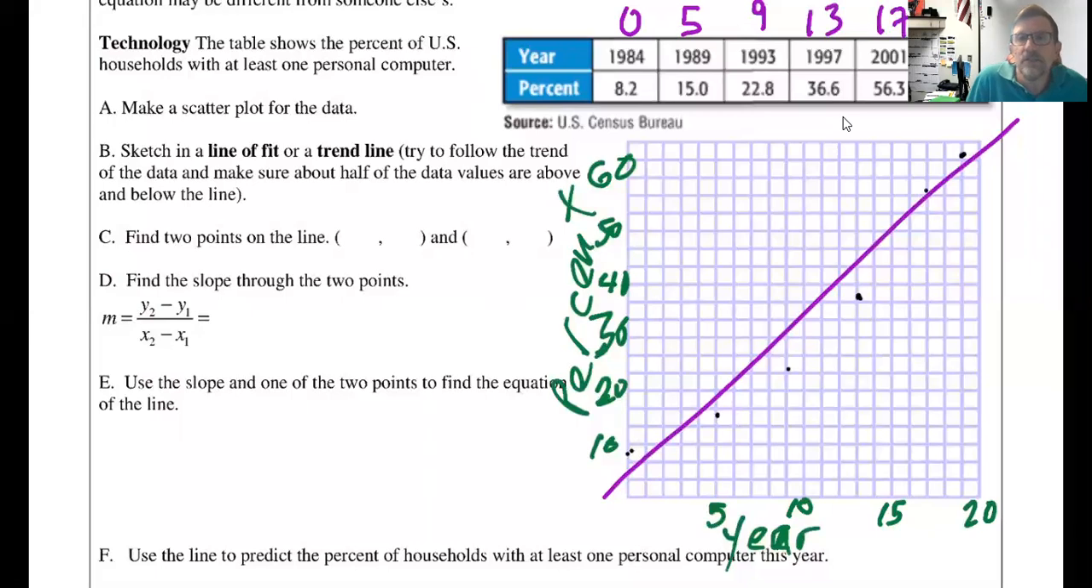I took the liberty to graph this already. I graphed each of the points, and you can see that it is a line of best fit. It doesn't fit exactly. I have a couple of points above and a couple of points below, because not all the points line up. So what we're going to do is find the equation of that line.